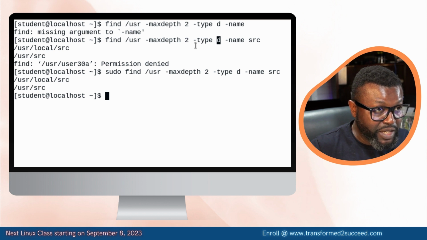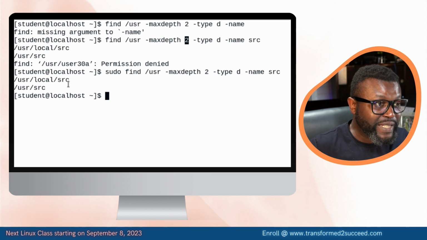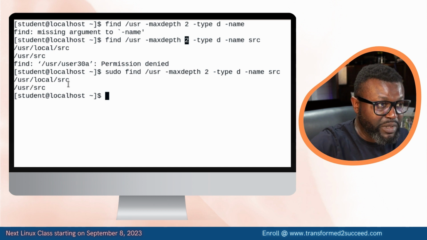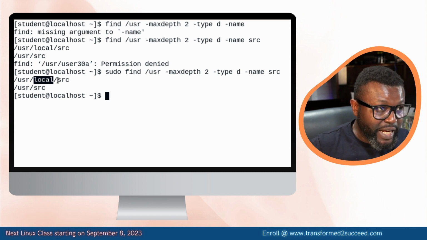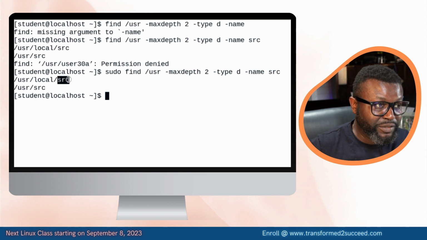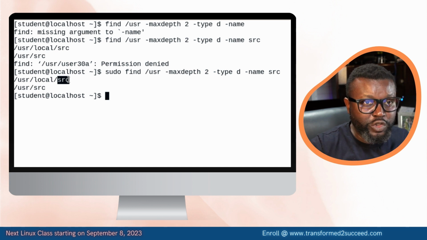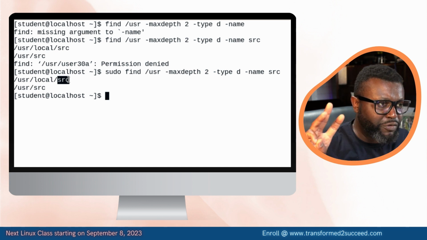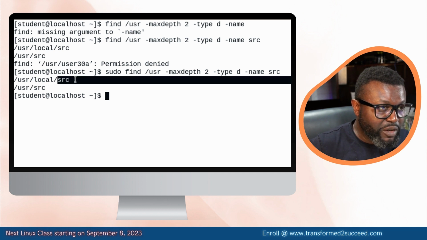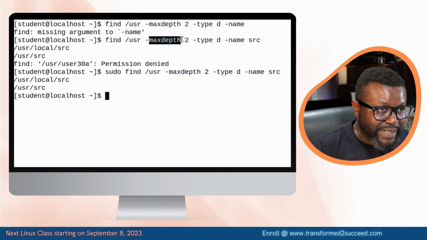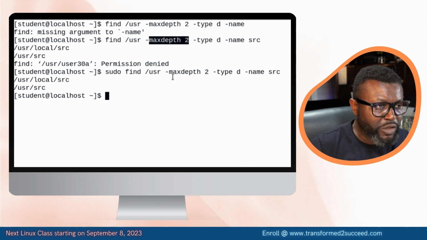That's why we have type here. And max depth 2 means that we can only go to the second level as a subdirectory. So you have user, then you go first level local, and then second level we find it here. Okay, so we can't go to third level or fourth. We only go to 1 level and 2 levels. That's why we have the max depth here equal to 2.